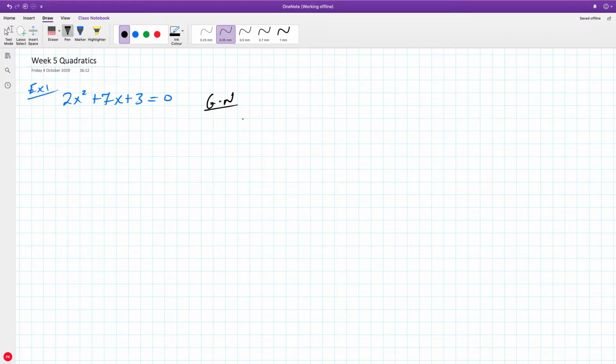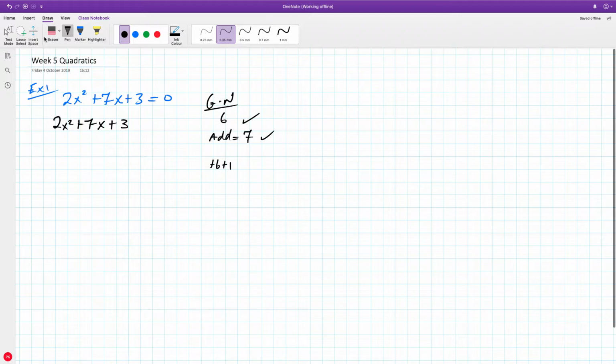Our guide number is 6. Two by 3 is 6, and they add to give 7. What are we going to go with? Plus 6 and plus 1. They multiply to give you 6 and they do add to give you 7. So 2x squared plus 6x plus 1x plus 3 is equal to 0.